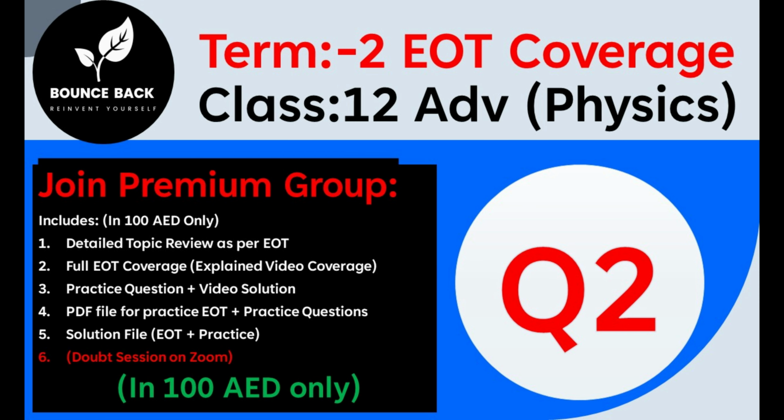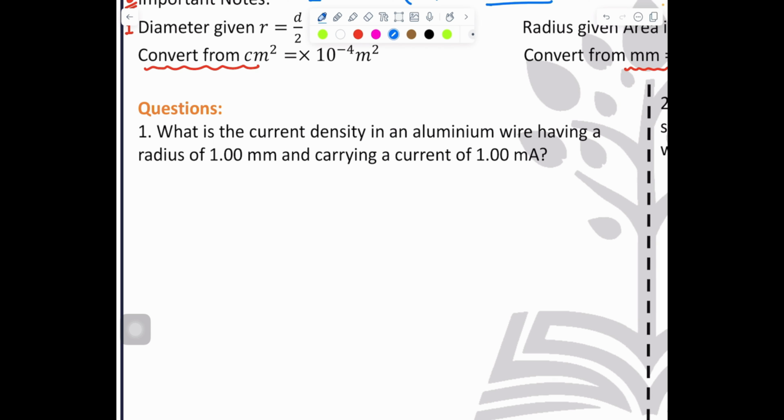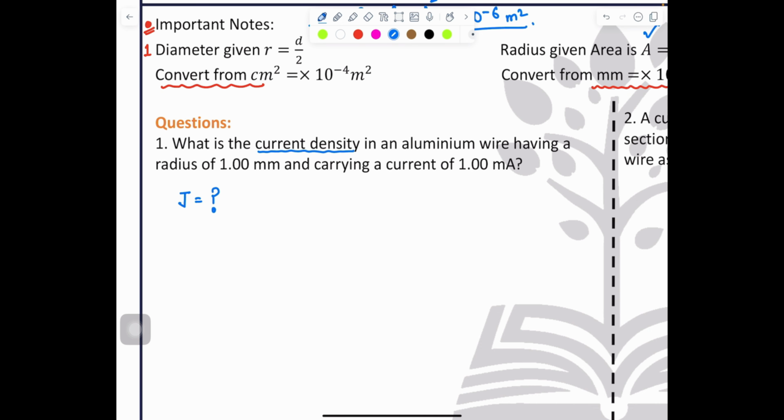So what is the current density? Okay, we are looking for J. Clear? We are looking for J. In an aluminium wire having a radius, so radius is given 1 millimeter. So guys, now what you need to do, just solve this milli. 1 milli means 10 power negative 3 meter.